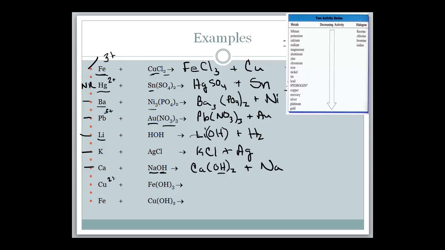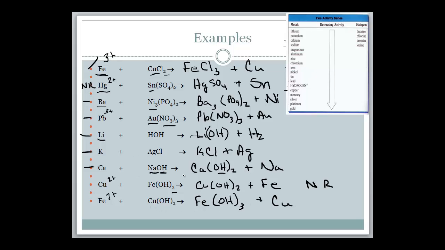Copper, let's assume it's 2 plus. Iron, as you can see from the formula here, iron is 3 plus. So we have copper 2 hydroxide plus iron. And as we said from up here, iron is higher than copper, so that reaction would not happen. Down here, again, let's assume iron is 3 plus. So we have iron 3 hydroxide plus copper. And as we said from the first reaction, iron is higher than copper, so that reaction happens.